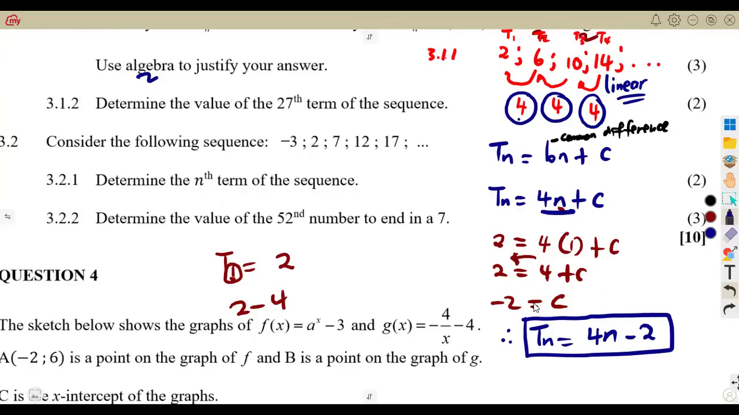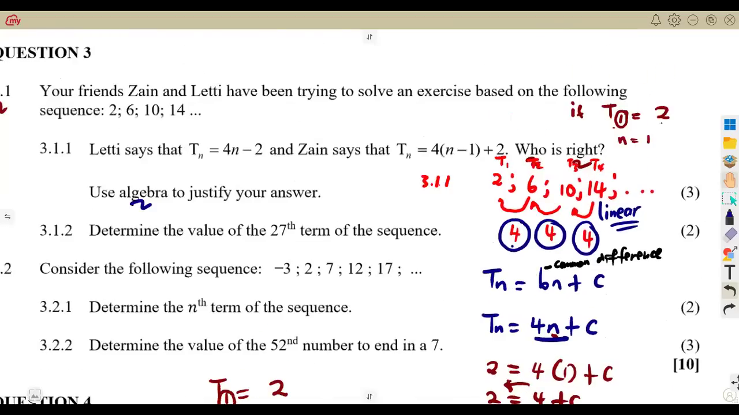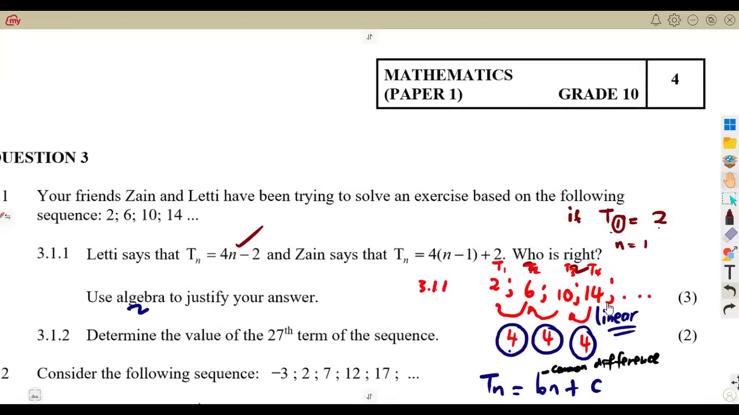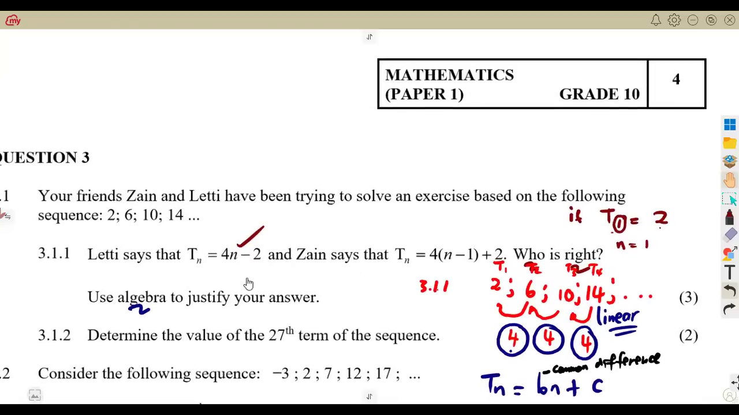This is how our answer was supposed to be. So if we cross-check who is having this answer of 4n minus 2, we can see that Letty is having that same answer, which is correct. What about Zane? Can we say the answer for Zane is not correct because it is not written like this? No. Let's try to simplify it.